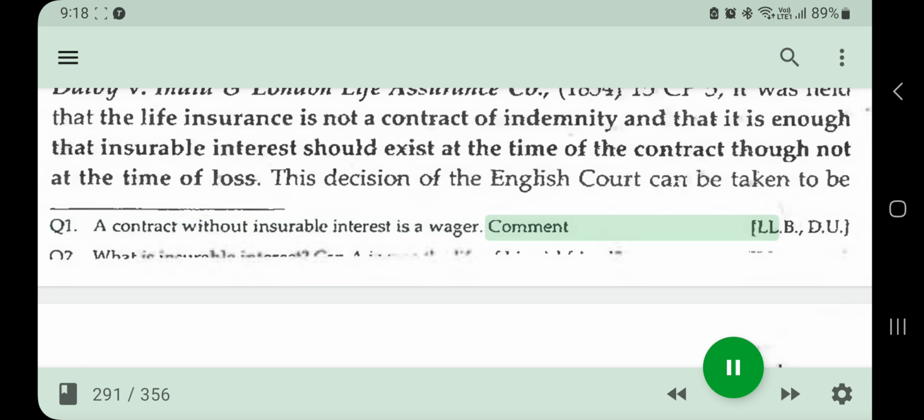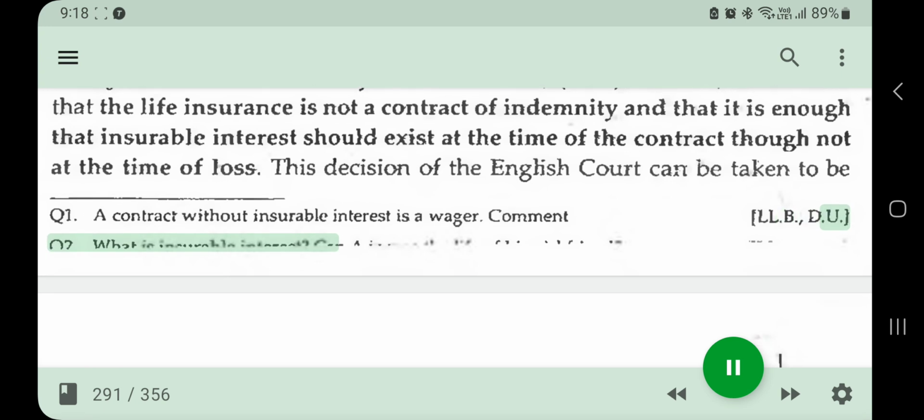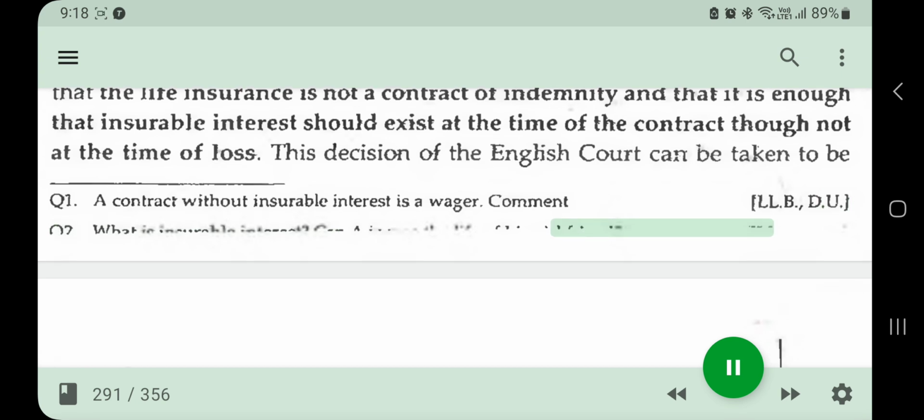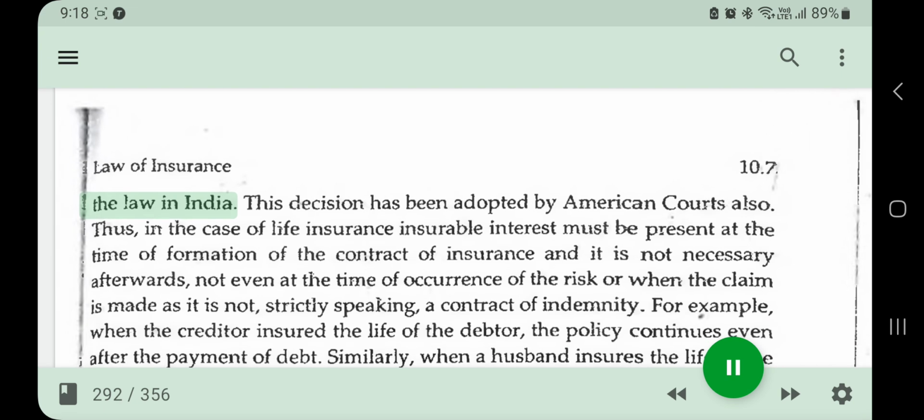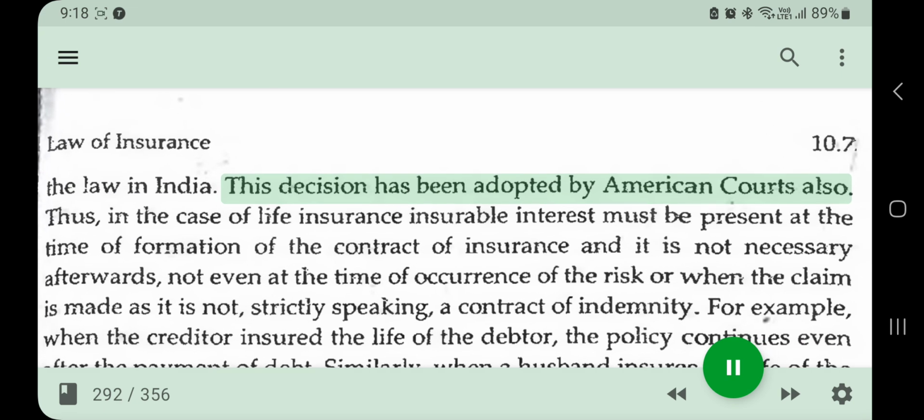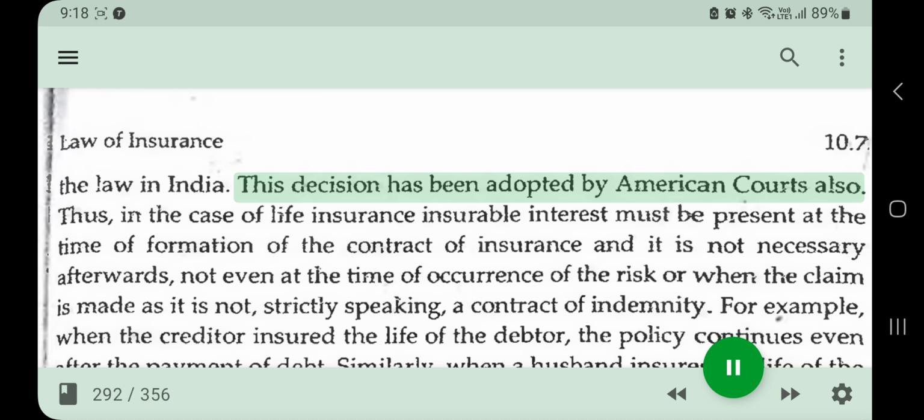A. R. 1 Law of Insurance 10.7. The law in India. This decision has been adopted by American courts also.